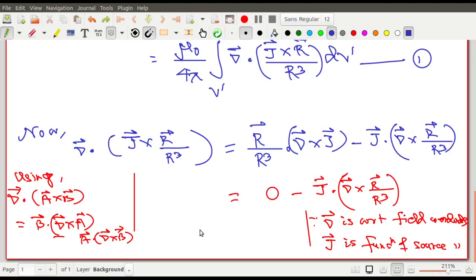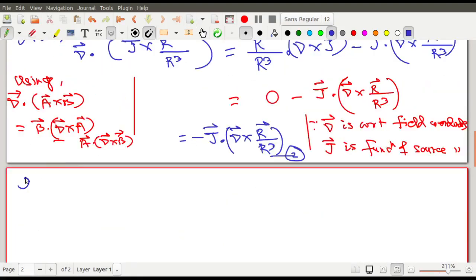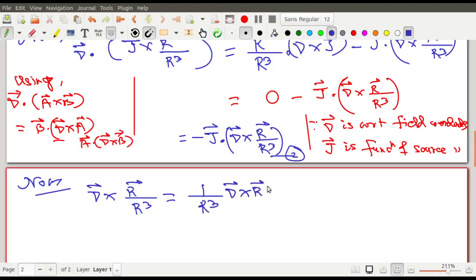So finally whatever you have is minus J dot curl of R vector by R cube, let it be equation number 2. Okay, so next, now let me calculate this one, curl of R vector by R cube. Curl of R vector by R cube, you can calculate this from the rules that have been provided to you. So this one will be 1 by R cube curl of R, and then plus grad of 1 by R cube cross R.